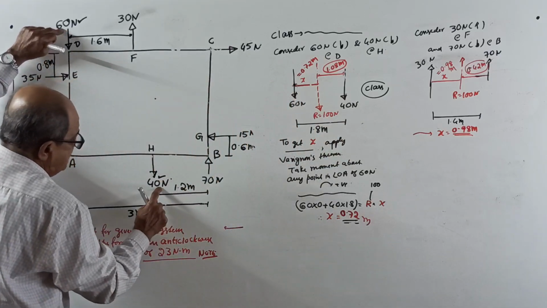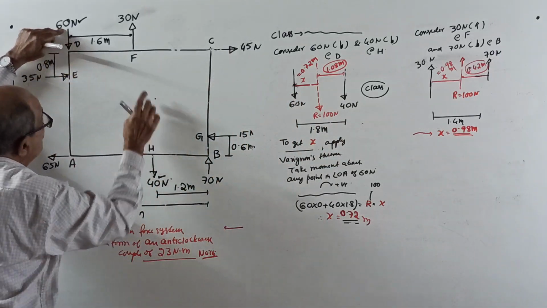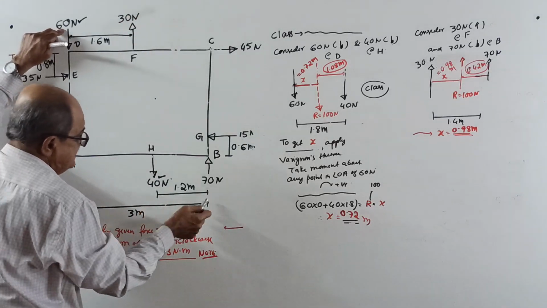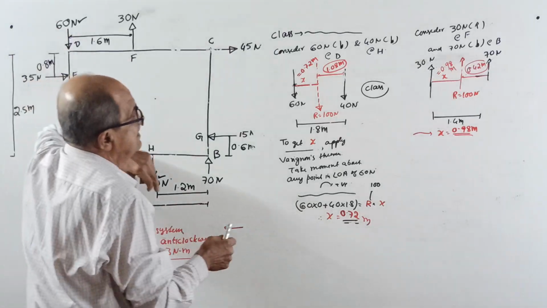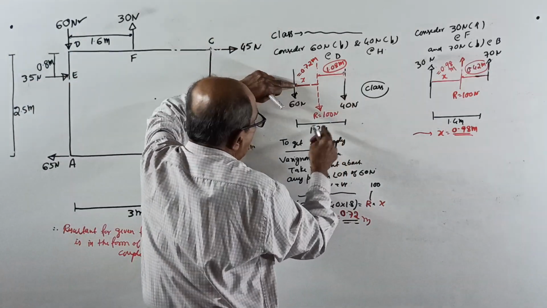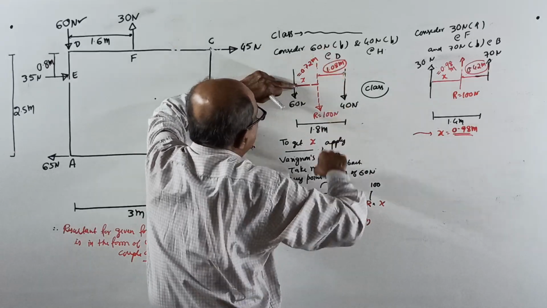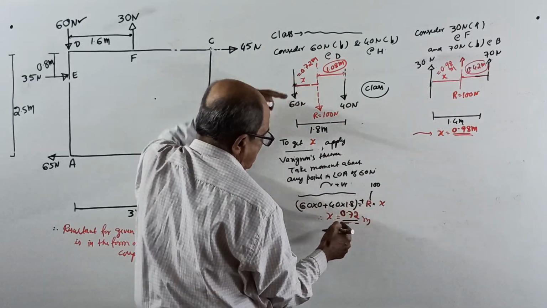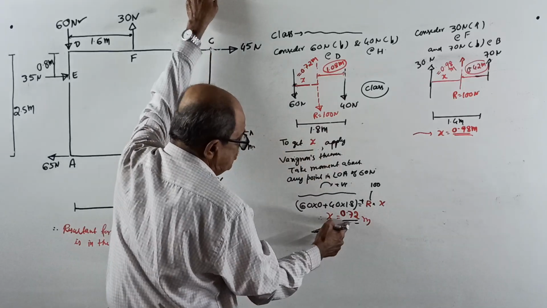60 is here, 40 here. So this is 3, and this is 1.2. From 3 subtract 1.2, 1.8. So 60 into 0 plus 40 into 1.8 equals resultant R into X. All are clockwise, positive. Your X will come 0.72 meter.